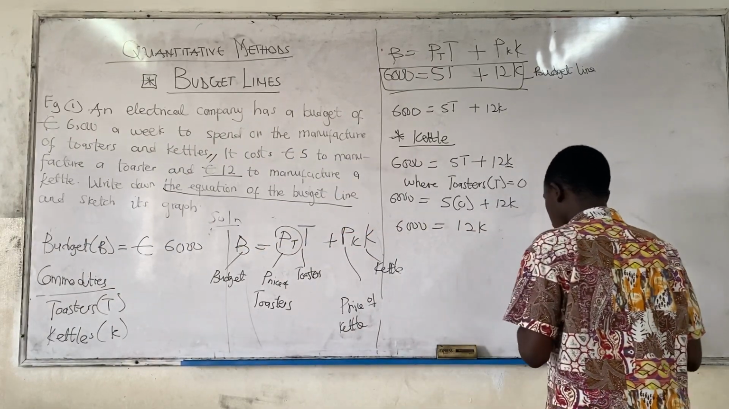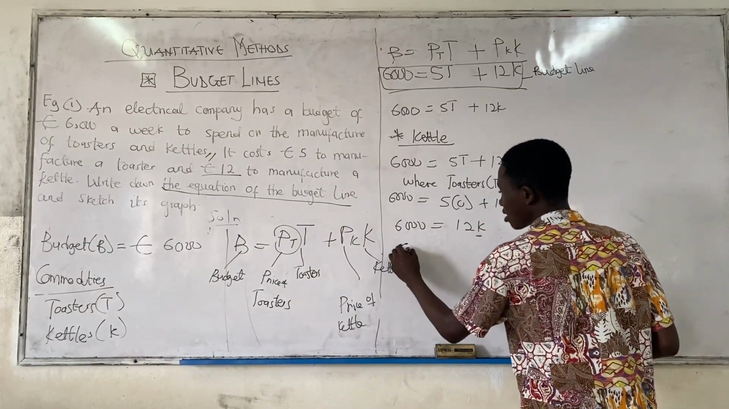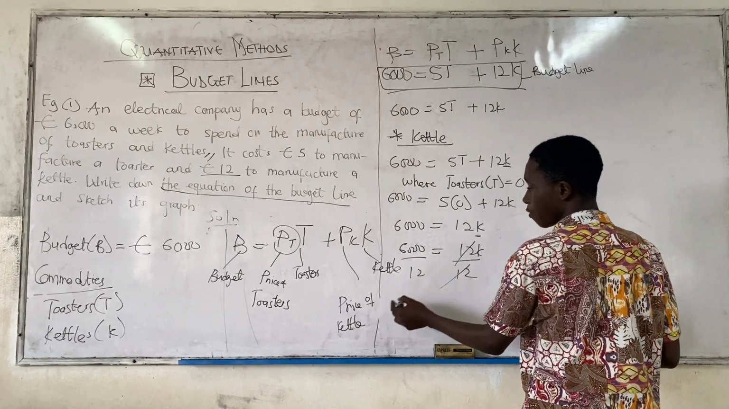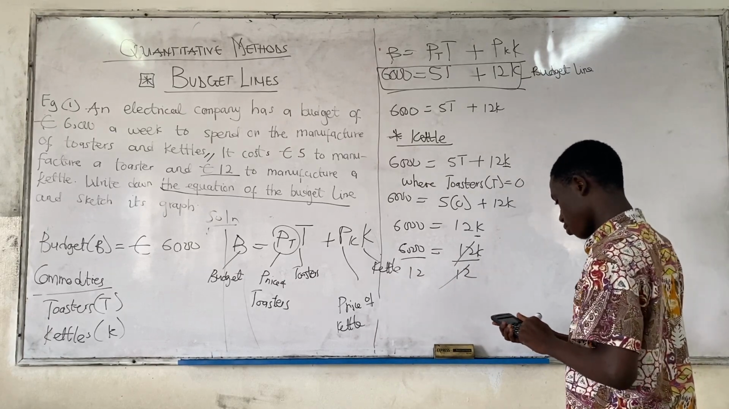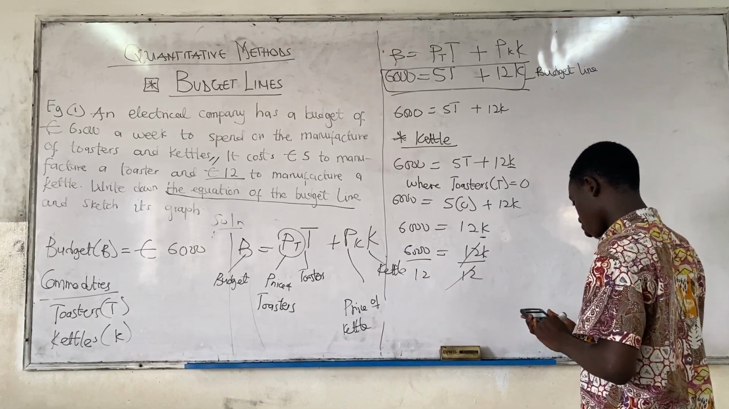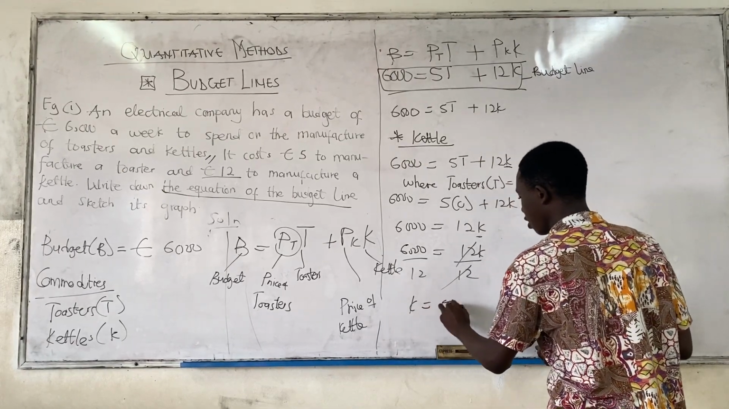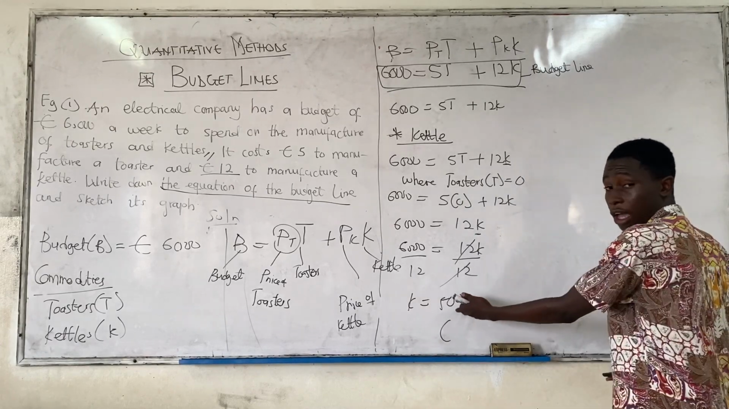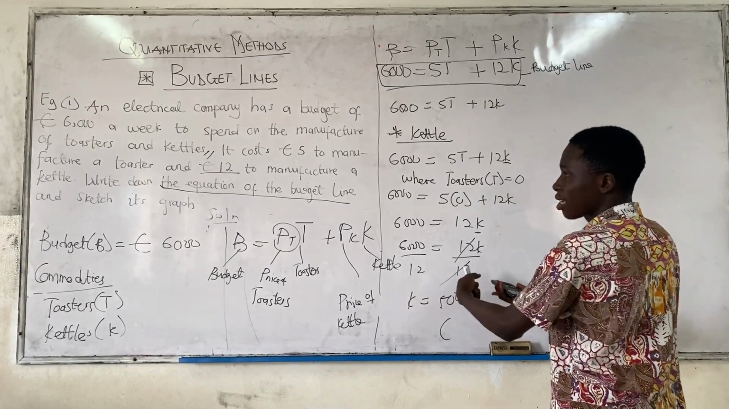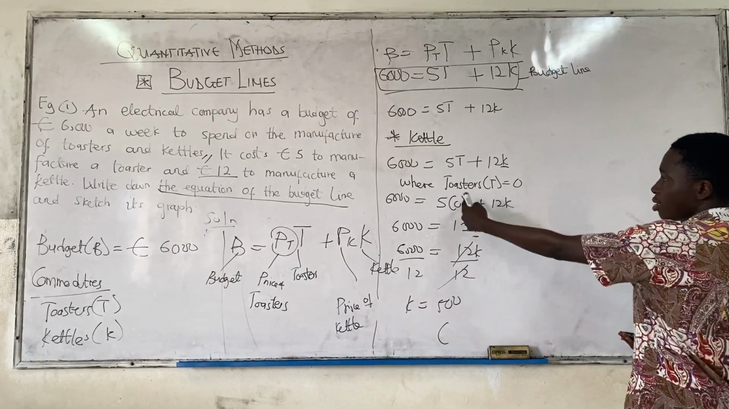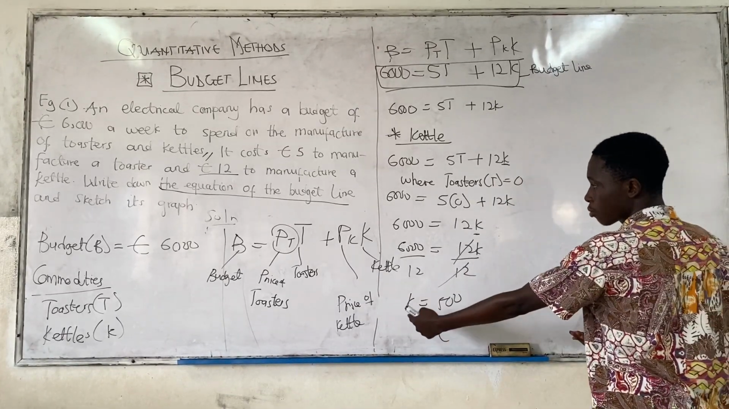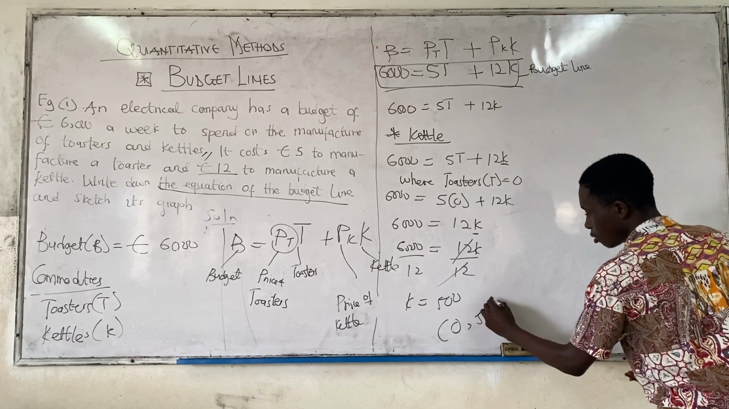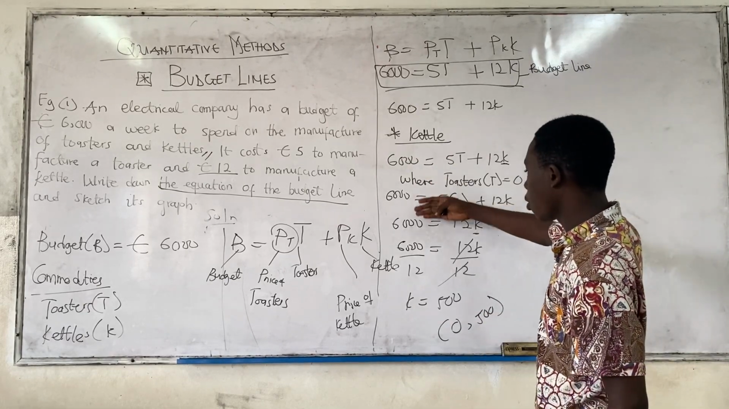So we rewrite it back. 6,000 equals 12K. Divide both sides by the coefficient of K, which is 12. So 6,000 divided by 12, we are getting 500. K is 500. So now your kettle is 500, right? So how you will be able to represent this on the graph is that you represented the toasters by 0, and the K you have 500, so you get 0 and 500. Basically, this is how you go about it when you want to get a kettle.